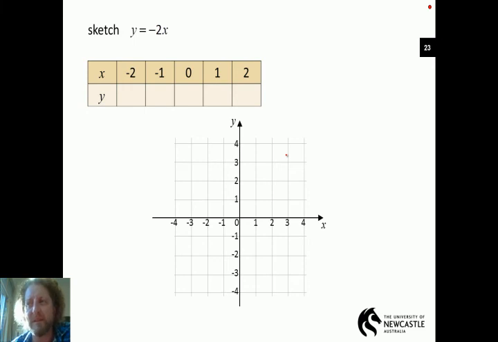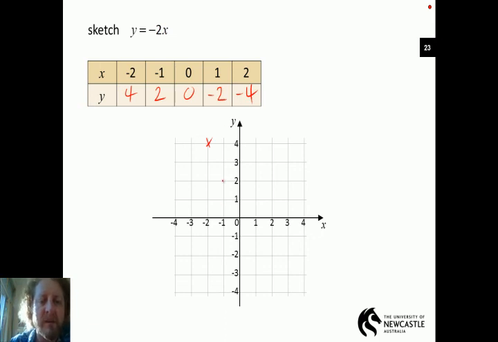Well, I'm going to get the same answers as the previous page, but they're going to change sign because of the negative. Minus 2 times minus 2 becomes plus 4. Minus 2 times an x of minus 1 becomes a plus 2. Minus 2 times naught stays naught. Minus 2 times 1 is a minus 2. Minus 2 times 2 is a minus 4. So an x of minus 2 and a y of 4, whoop, it's upside down to the last answers.